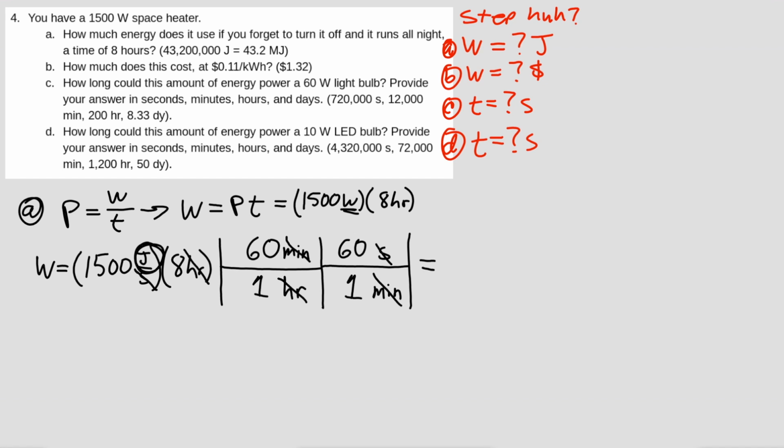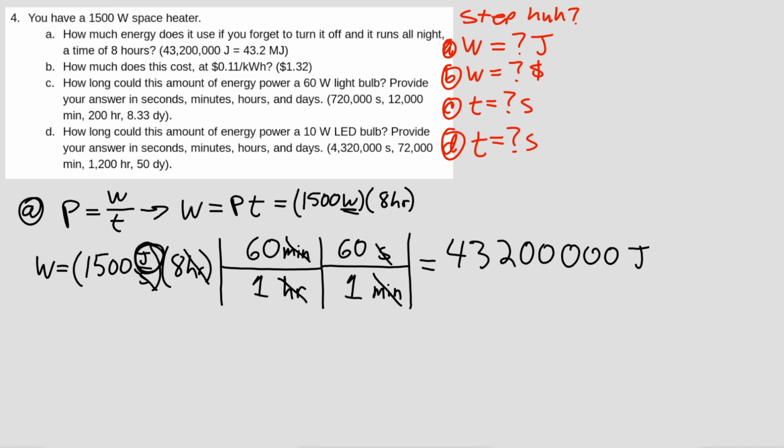So in the calculator, 1,500 times 8 times 60 times 60, and then divided by 1 and divided by 1. Obviously, dividing by 1 is kind of optional. You don't actually have to hit those buttons. If we do all this, we're going to get a very big number. We're going to get 432,000,000, and that's in joules.